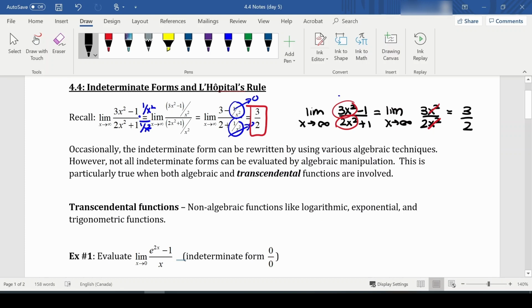There are going to be some functions where we can't do something like this. We don't have polynomials that we can simply simplify. This is particularly true when we have both algebraic functions, like what we saw, and transcendental functions involved. A transcendental function is a non-algebraic function, something like a logarithmic, exponential, or trigonometric function. We can't simplify those using this polynomial method that we just used.